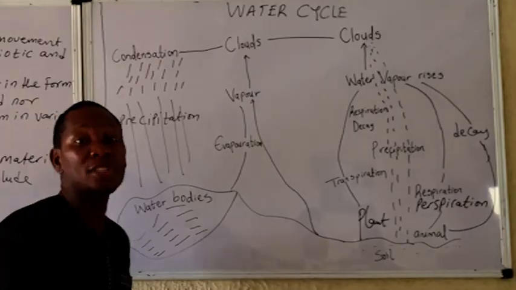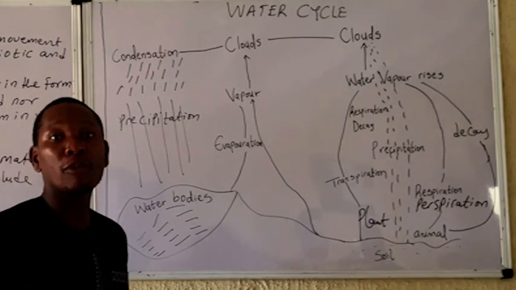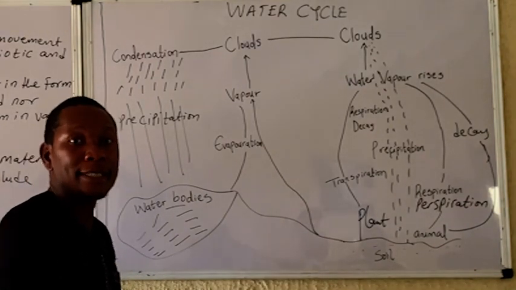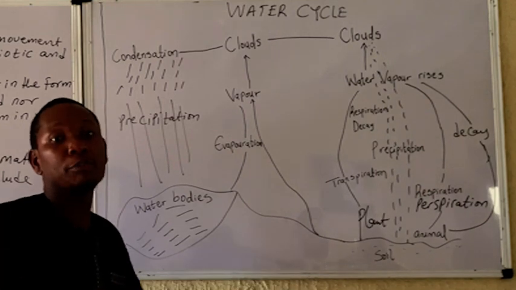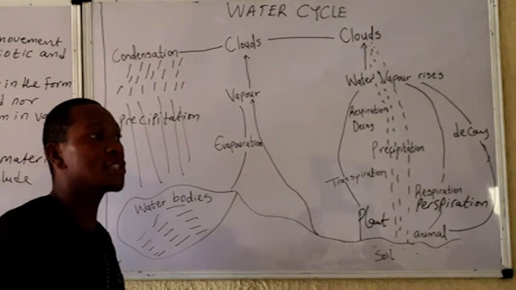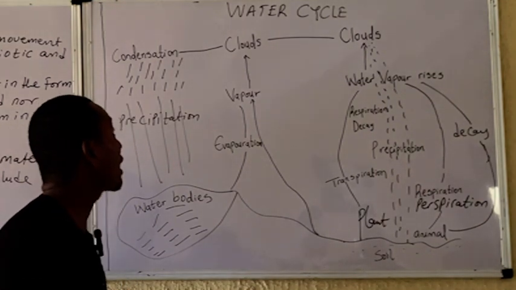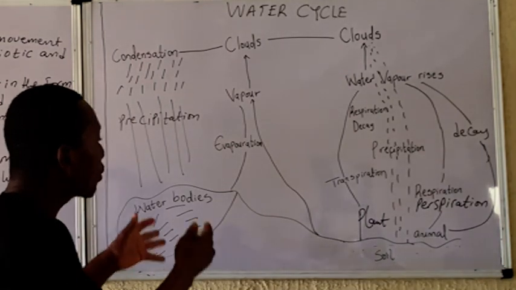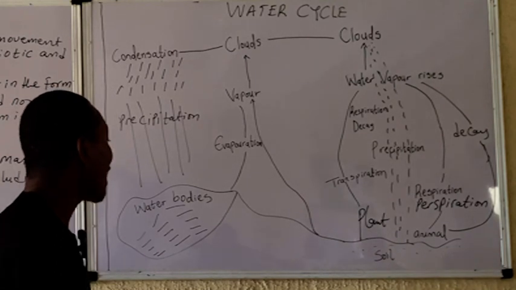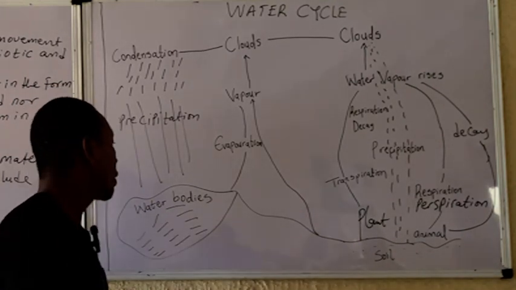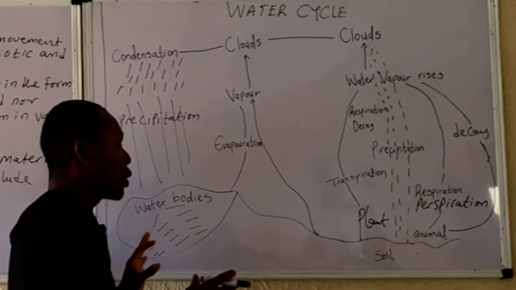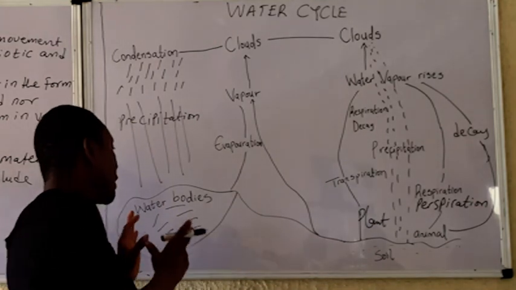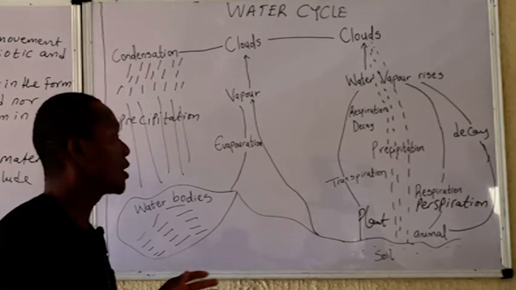The water cycle is simply the circulation of water in nature, the movement of water between the earth, the atmosphere, and even the body of living organisms. This is called what? The water cycle. And let's take a look at the simple diagram on the board. Let's assume that this is the water body. Everything about the water body, the rivers, the ocean, the sea, is the water body.